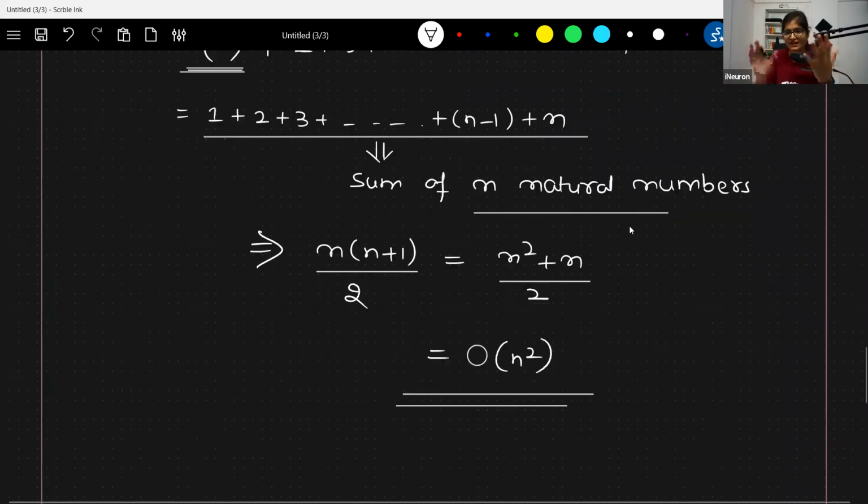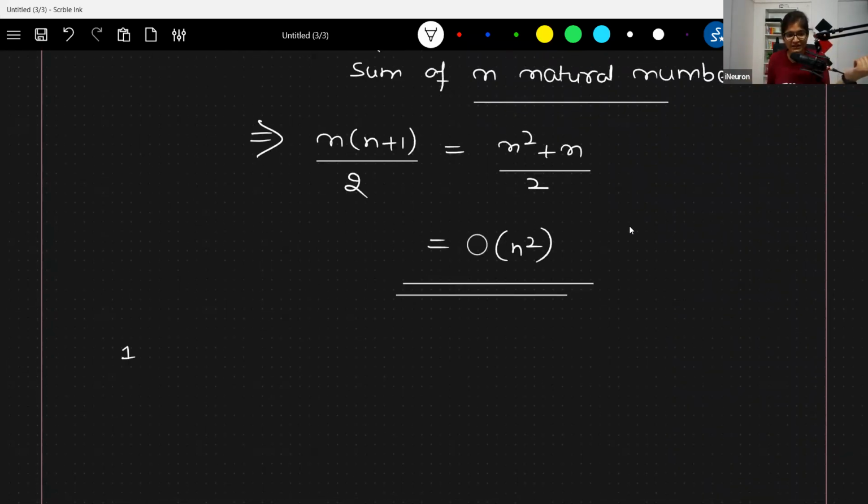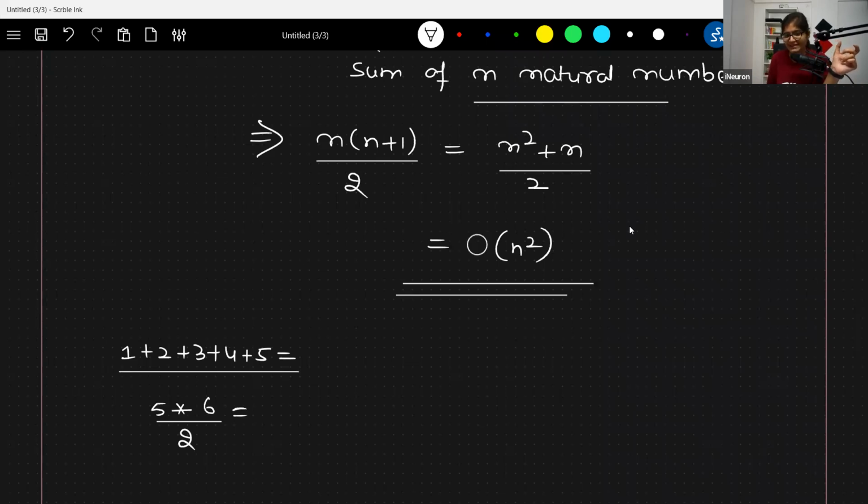This is very basic math that we used to study. Suppose I am asking what is the sum of the first 5 numbers? Either you can do the addition manually, 5 plus 4 is 9, plus 3 is this, or you can say that it will be 5 into 6 divided by 2. If you observe, in both cases the answer will be the same. So the formula is n into n plus 1 divided by 2.